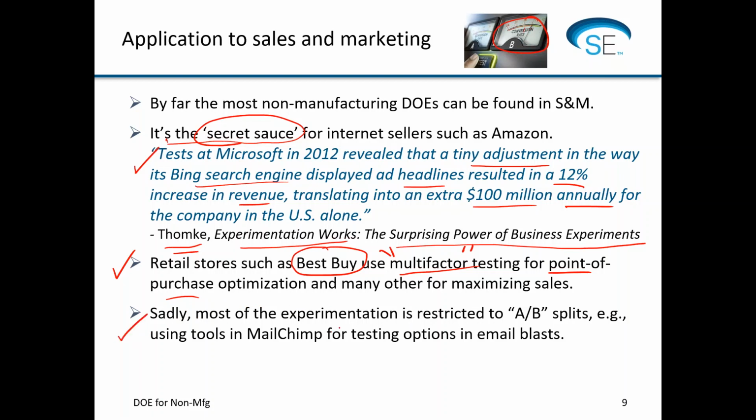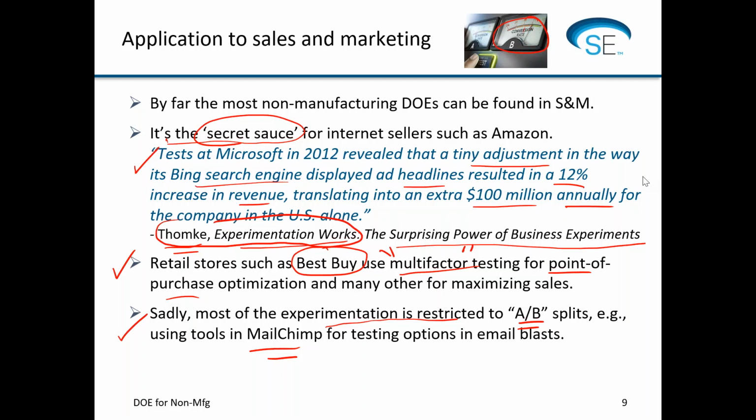Sadly, most of the experimentation that I've seen, including what's mentioned in this book by Tom Key, is simple A/B splits. That is simple comparative experiments, just looking at one thing versus another. And they are tools we've seen and used in our marketing by email in MailChimp, but again, it's restricted to just doing one single comparison of one thing versus another, like one font size versus another font size, or one color versus another. And oftentimes it's a combination of things that makes a difference. Like maybe if you change the font and the color, you would see a breakthrough in terms of the click rate.